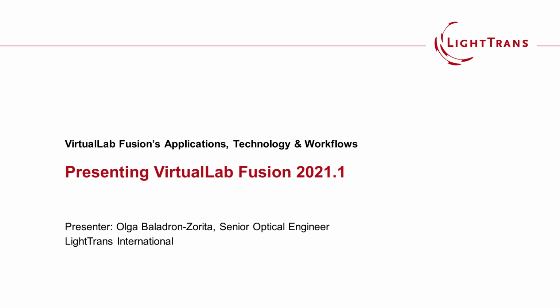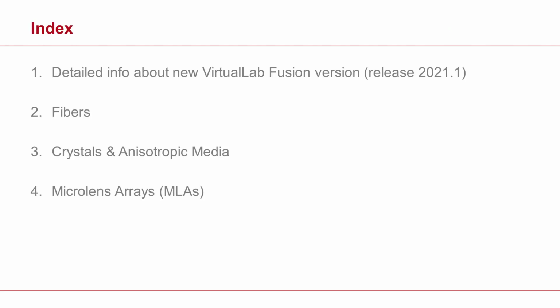We have selected a few of the most prominent new features of this version, and we are going to showcase them. We're going to illustrate their potential along a series of examples, and we're going to group these examples on the basis of fields of application. So we have mostly 3 blocks of content that we're going to be looking at: fibers, then crystals and anisotropic media, and finally microlens arrays.